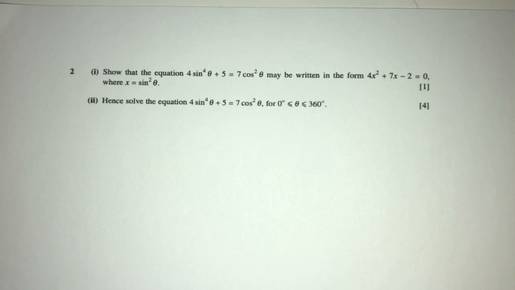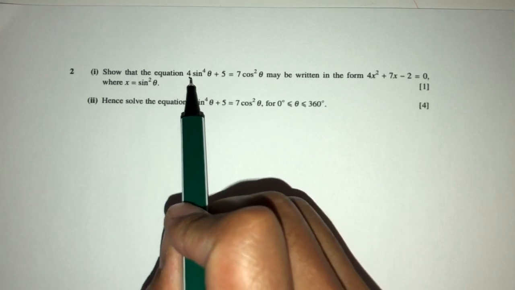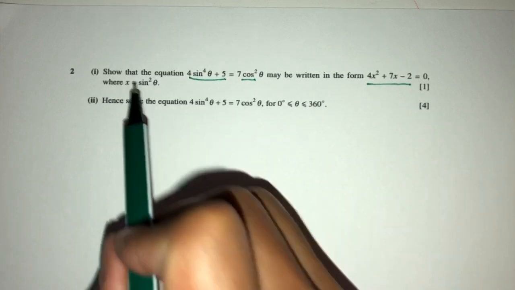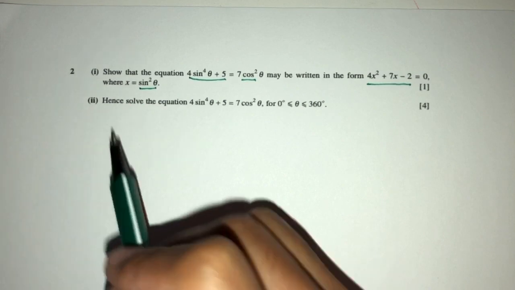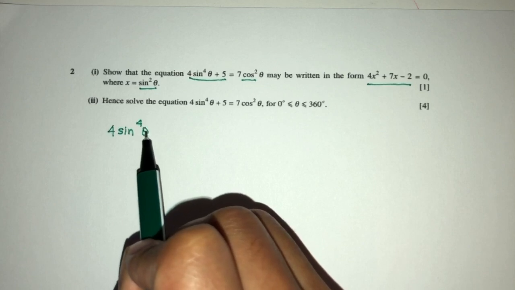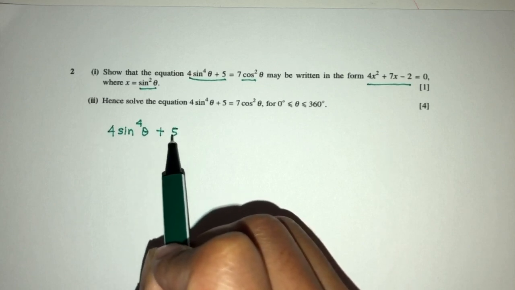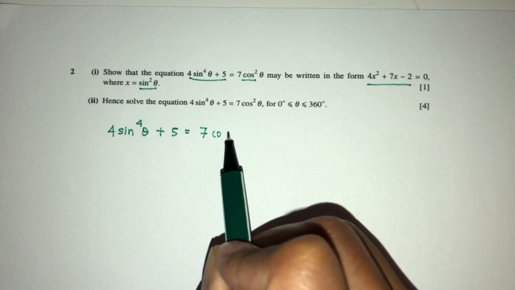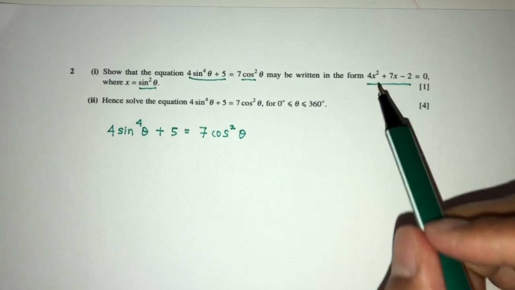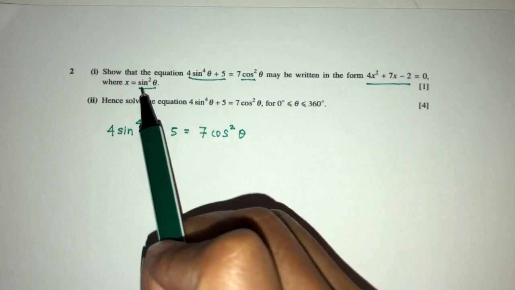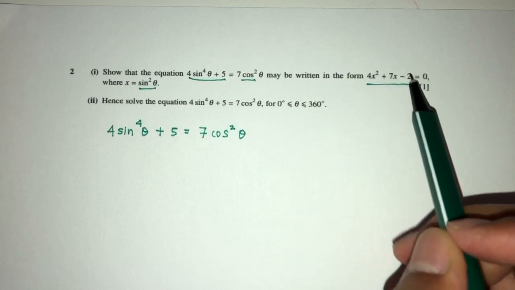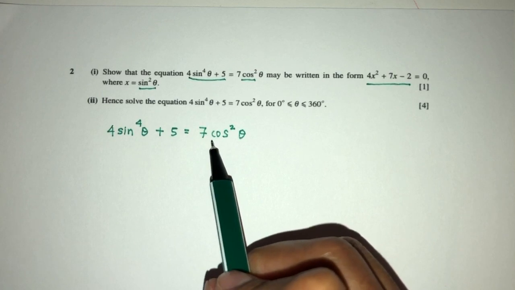Now let's move on to the next question. So here we have to show that this equation may be written as this equation, where x can be this. So let's see what we can do. At first we have 4 sine power 4 theta plus 5 is equal to 7 cos square theta. Now we have to understand, in this equation here, we have x is sine square theta. Now we don't have any cos theta in this equation, so we have to eliminate this in a way.